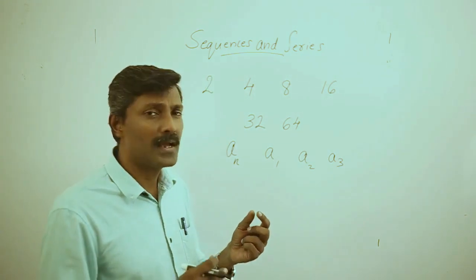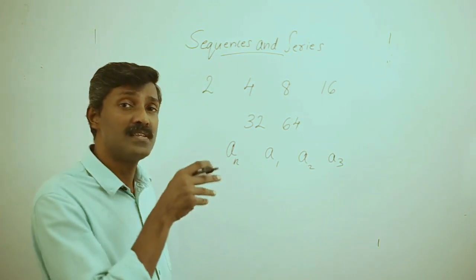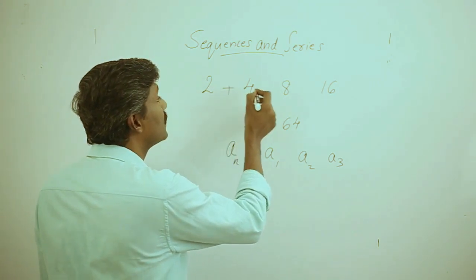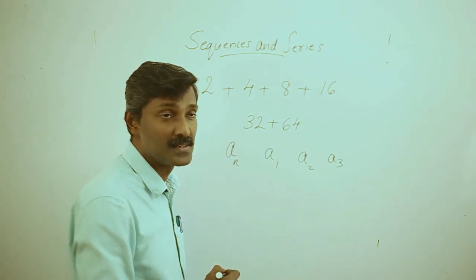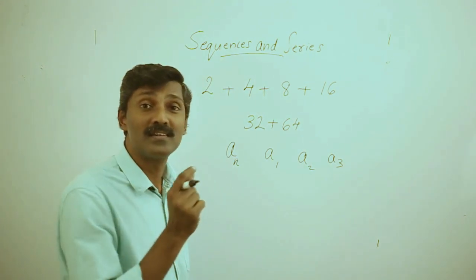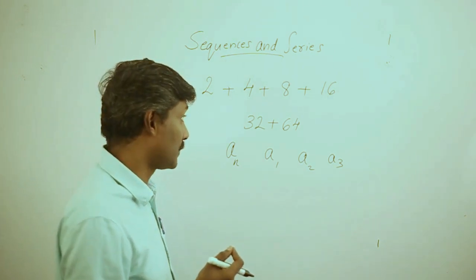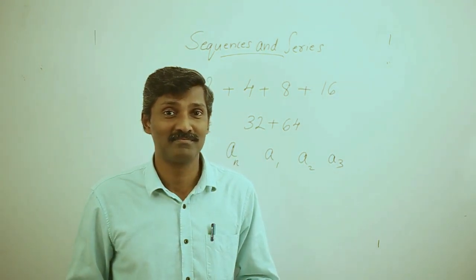Now what exactly is a series? Coming to the series, it's very simple. If you have a sequence, then how does it form a series? Just put the plus sign between these terms and that becomes a series. So once you add all the terms in a sequence, that forms a series. So that's about sequence and series, the basic understanding of that.